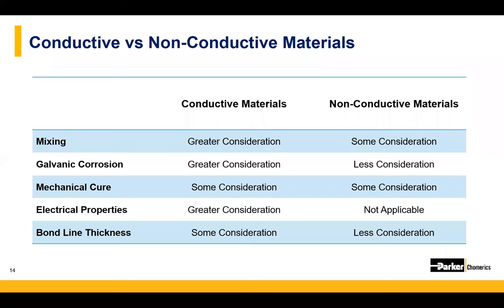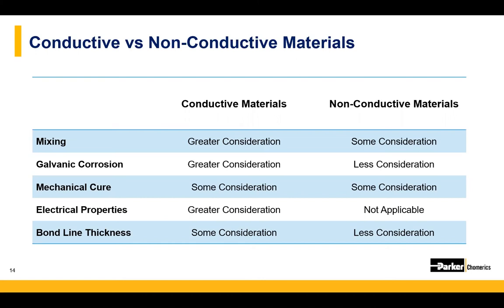All right, we just wanted to briefly touch on the difference between conductive and non-conductive materials. So non-conductive materials are often much easier to work with, as the conductive materials may be more particular to proper mixing. You really want those particles to mix evenly in the material. And also galvanic corrosion is not a concern with non-conductive, obviously.